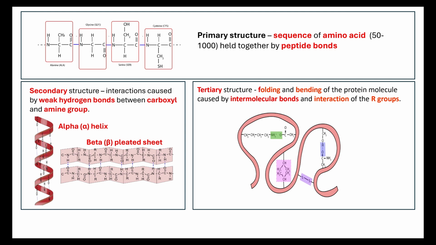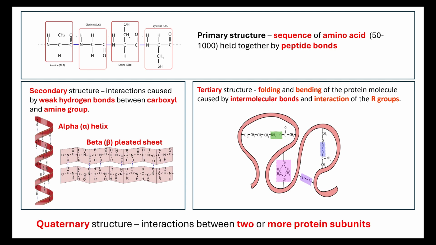So that sequence is going to determine the secondary structure. It's then going to determine the tertiary structure. And we obviously have our quaternary structure where they are coming together, these different protein subunits, 2 or more, giving us our quaternary structure. So how does gene mutation affect protein structure?